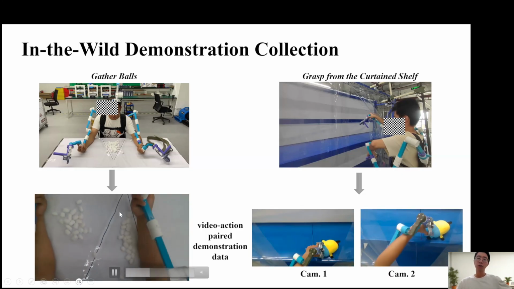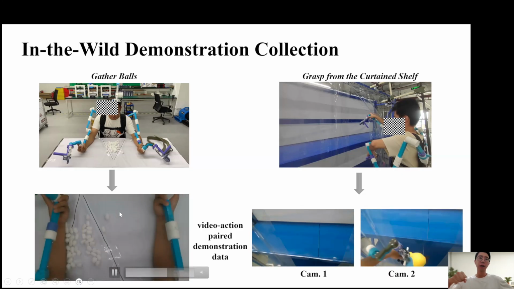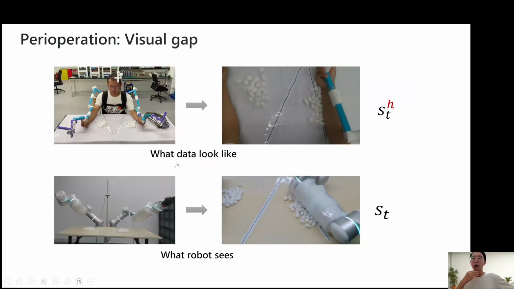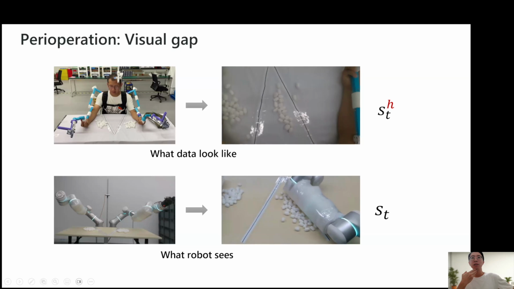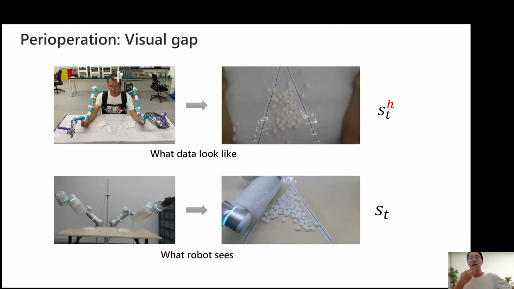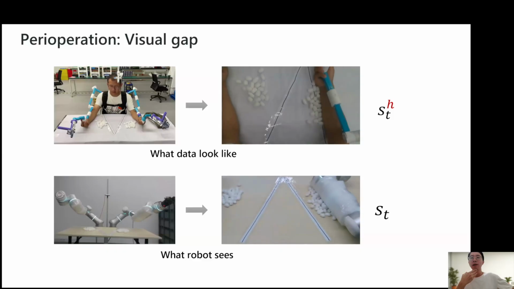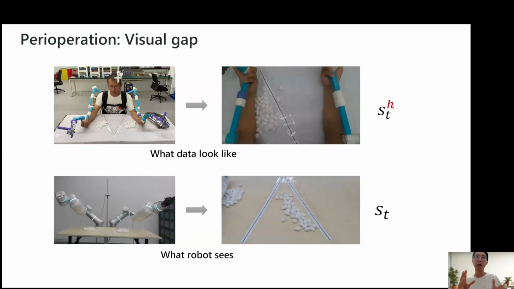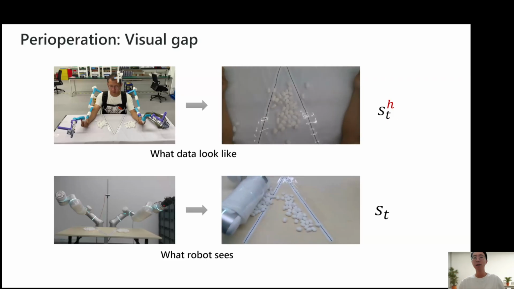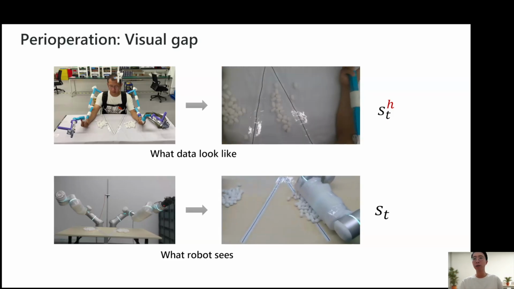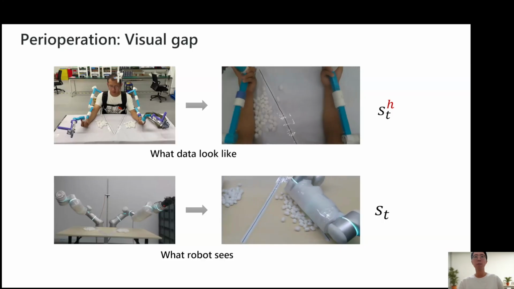Besides the videos, we also record all the joint angles. And now, can we just use this data to train a policy? Well, sometimes we could, but there are still some problems. Here we show the biggest challenge, which is that there's still some visual gap between the data we collected and the data that the robot will actually see during evaluation.